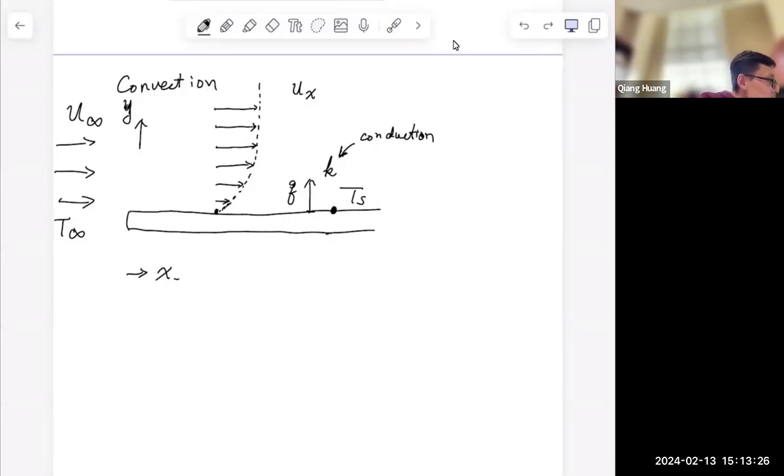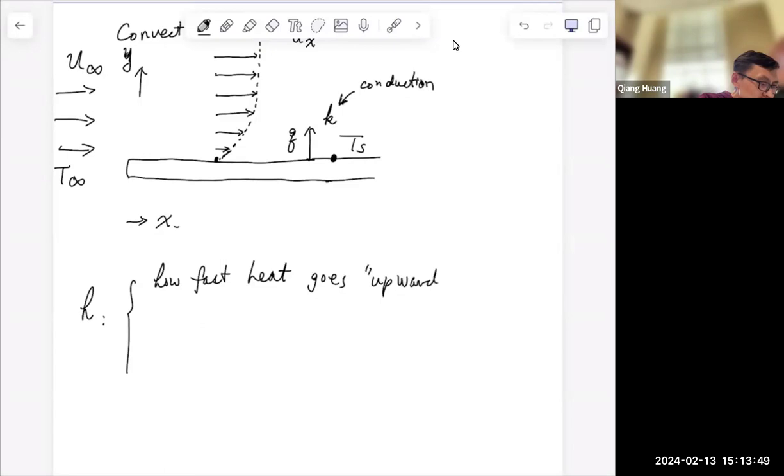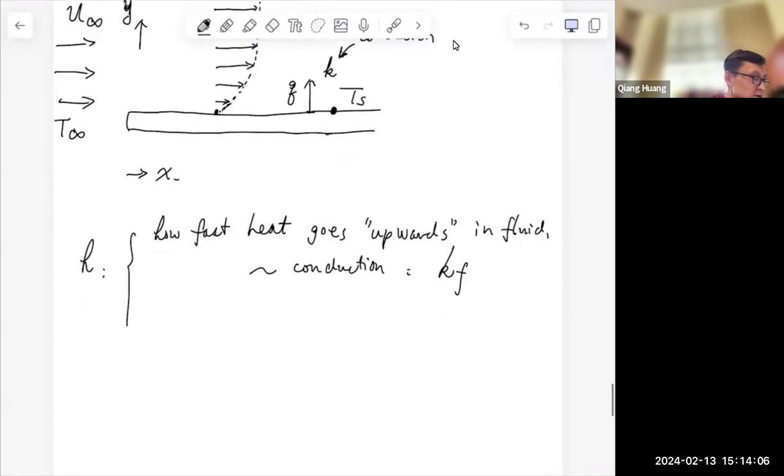So this convective heat transfer rate, this is the convection coefficient. It depends on two things. One is how fast heat goes upward in the fluid. And this is conduction of the fluid, which is dependent on the conduction coefficient of the fluid.